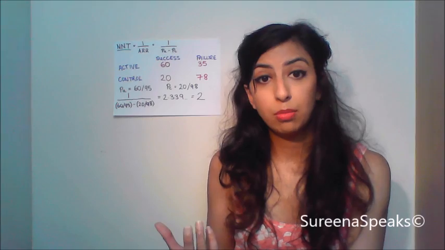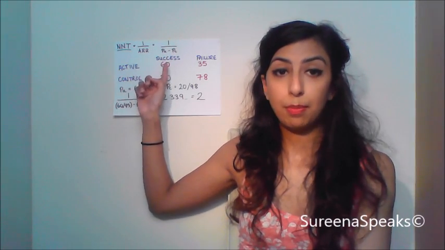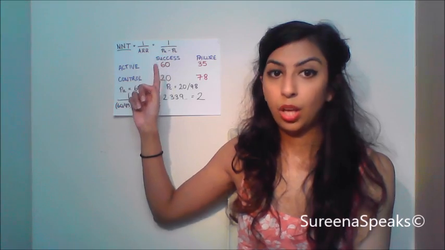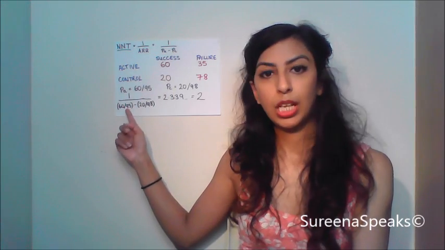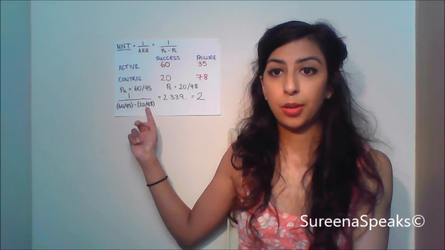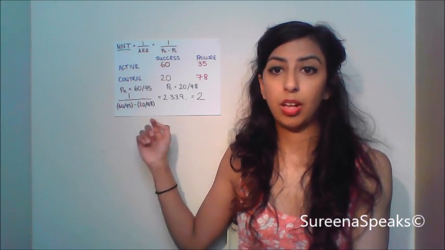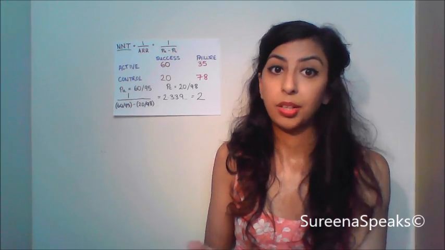And we literally just plug the numbers in then. We know that it's 1 divided by PA minus PC. We know our value for PA is going to be 60 over 95. We know our value for PC is going to be 20 over 98. And then we just do 1 divided by that. Depending on how many decimal points they want us to give the answer to, we'll give the answer to that. That's it. It's that simple.